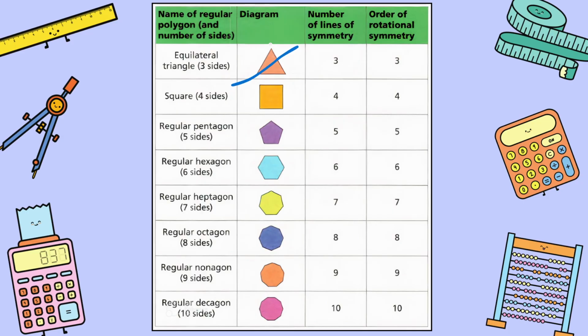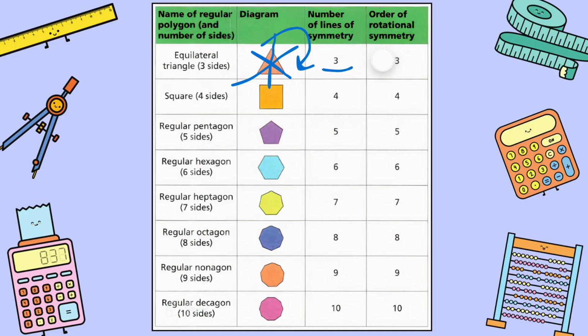Okay, 1, 2, 3 lines of symmetry. Then order of rotational symmetry is 3. What does order of rotational symmetry mean? It means if you rotate the triangle 90 degrees, it looks exactly the same as it did before you rotated or changed its orientation.